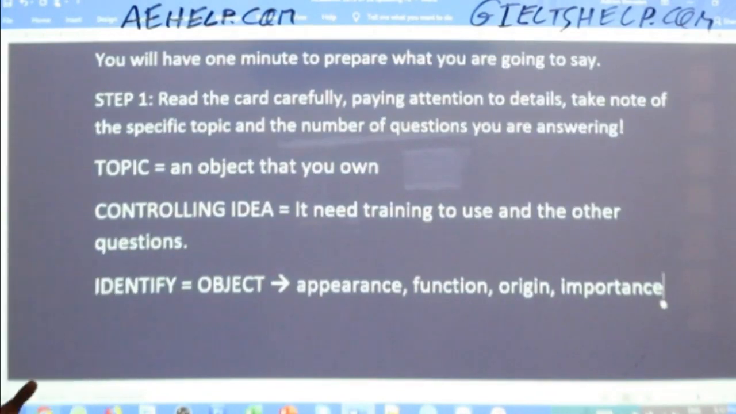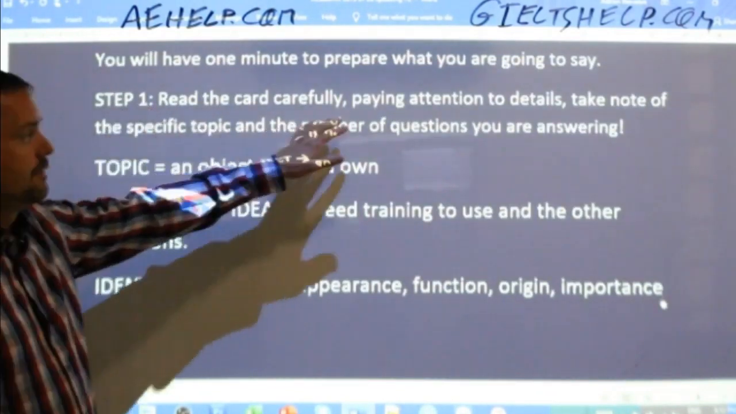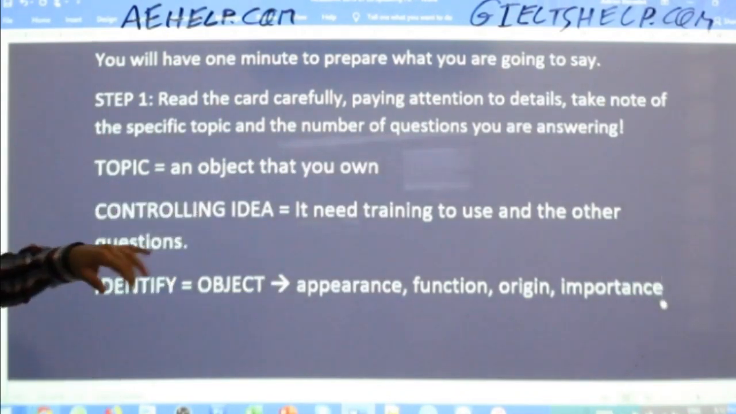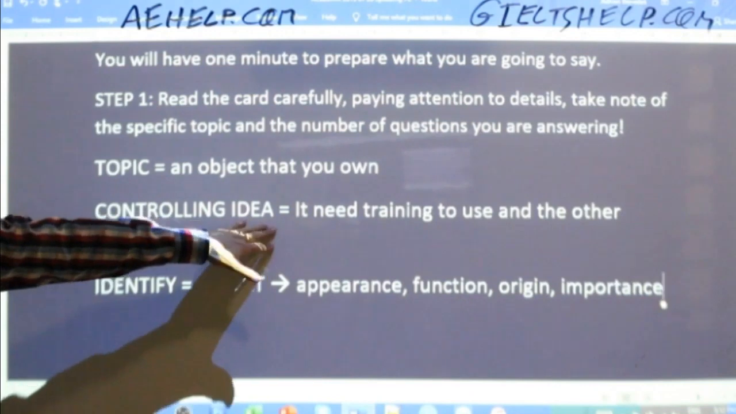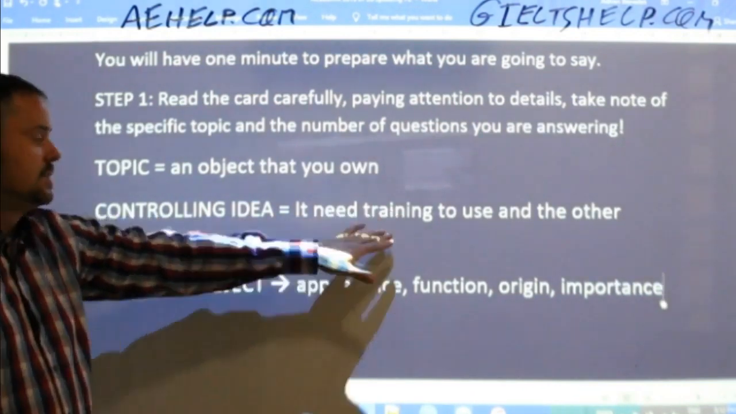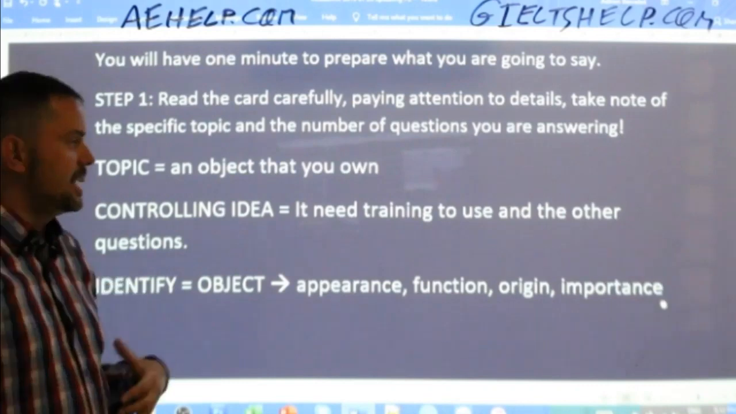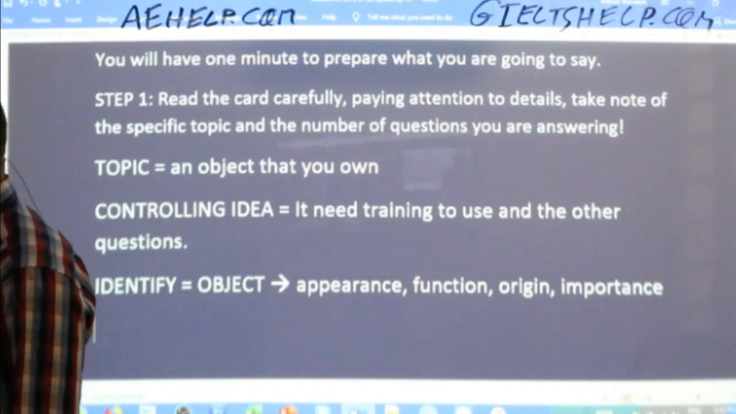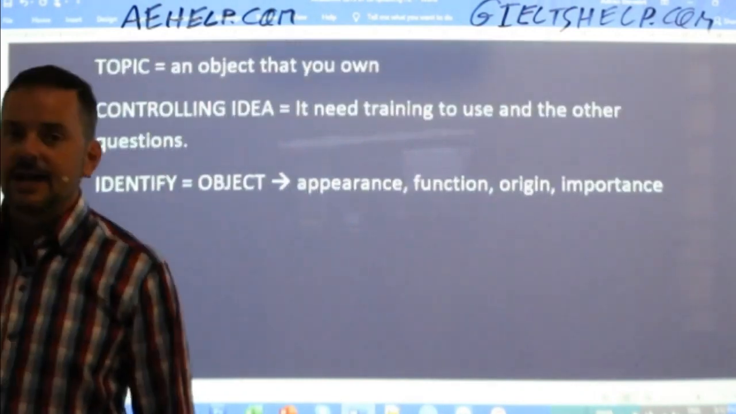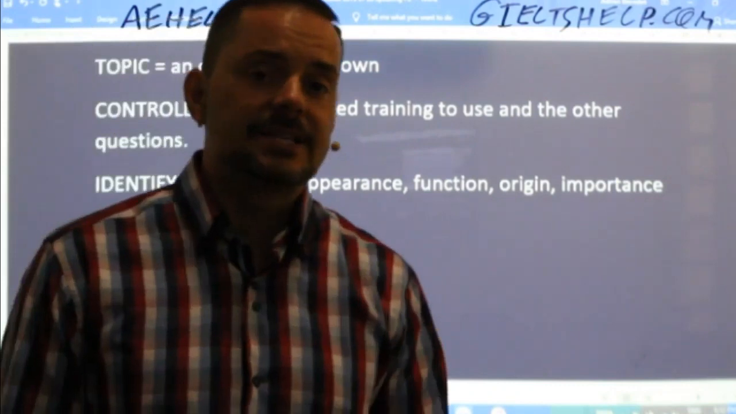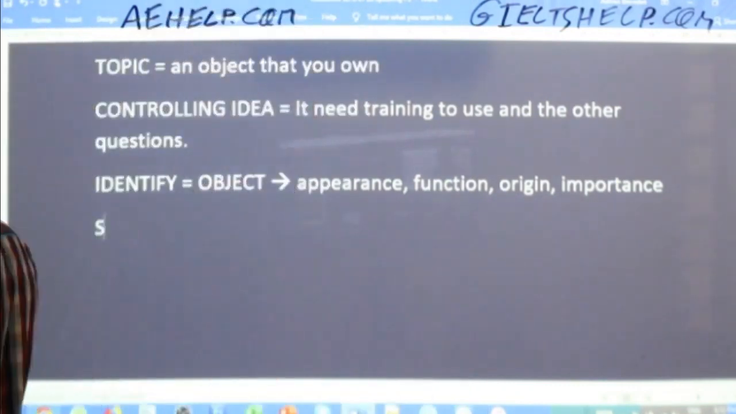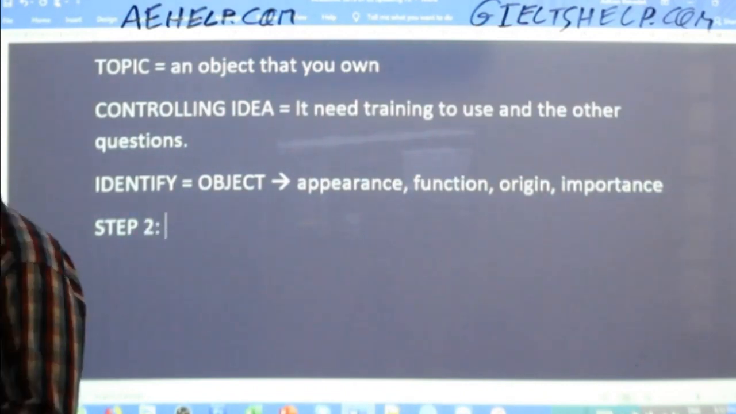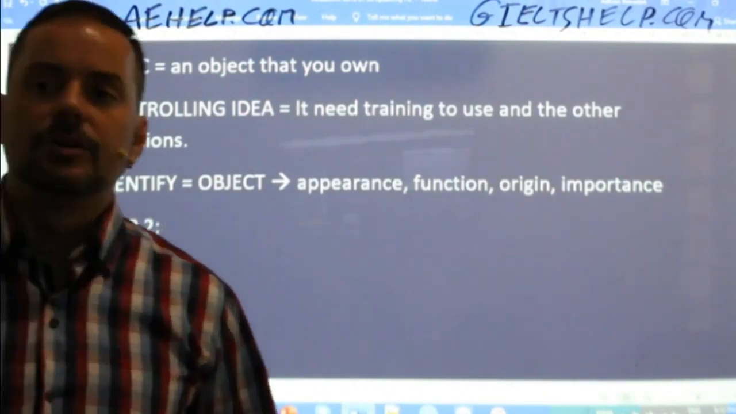So, this step number 1, reading the card carefully, paying attention to details, understanding that we're talking about an object, that the controlling idea is that you need training to use it. You have to think about these elements. That all happens very quickly. That should only take you a few seconds to do. Now, what do we do after that? So what's my next step? What's step number 2? So step 1, we read the card carefully. We figure out that it's an object that we own, the topic.